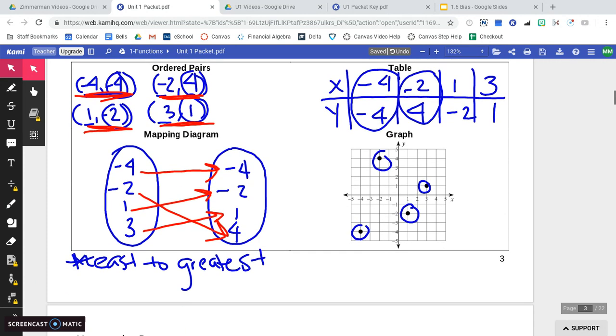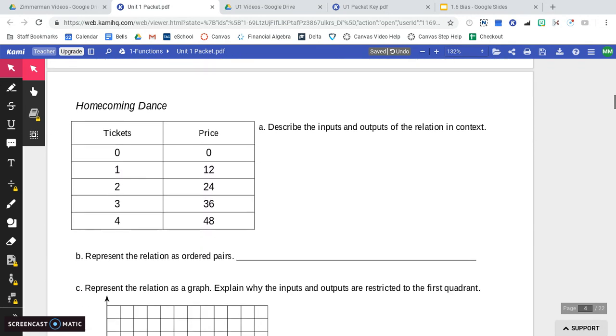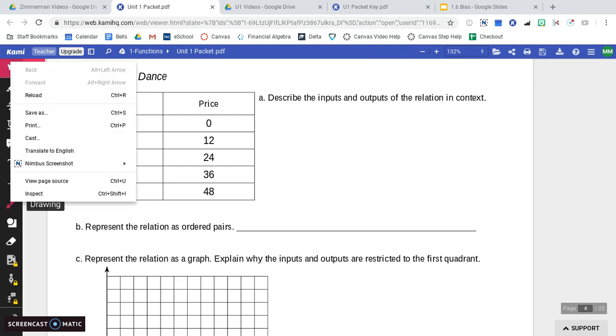There is another way to represent relations, which is equations. We're just not quite there yet. Here we have a relation as a table to represent the homecoming dance tickets. So it says describe the inputs and outputs of the relation in context.